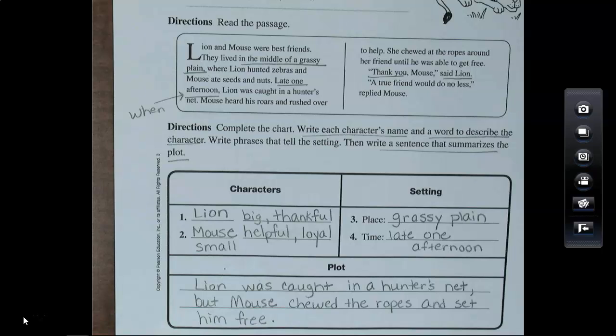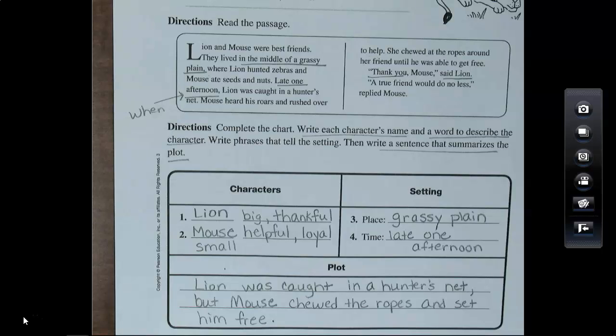Plot has important events that happen in the story. So we have our characters doing the action. We have the setting, where and when the story takes place. And then we have our plot, what happens in the story, okay, the important events.